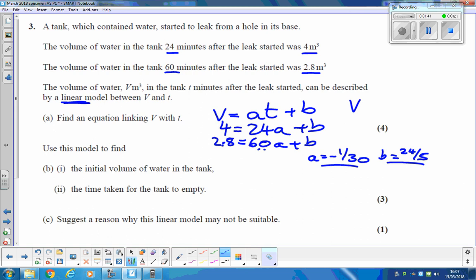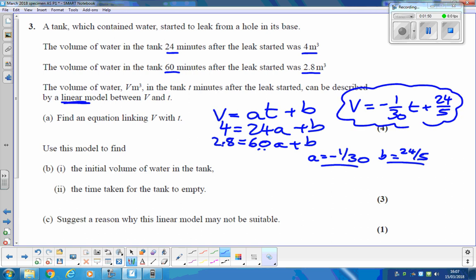So that is my formula. My formula is V equals minus 1 over 30 T plus 24 over 5. That's my formula for how much volume there is. You could have solved those simultaneous equations in any way you liked. Now on we go, we've got to use that formula to find the initial volume. The word initial comes up quite a lot. It means what happens at T is 0. If T is 0 here, you can see straight away that the volume would have been 24 over 5, because 24 over 5 is 4.8.